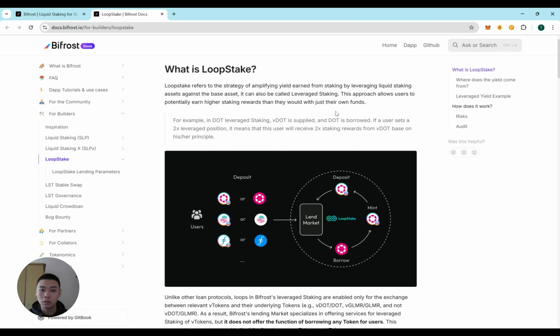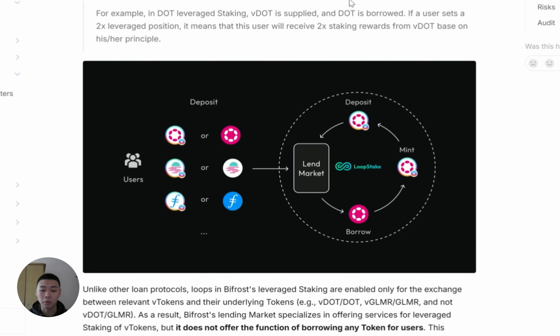Easily put, LoopStake is a tool that uses a lending market to amplify your principal and increase your staking rewards multiple times. Let's say you have one vDOT as the principal. The lending market and the LoopStake system will help you borrow more DOT and then stake it to vDOT. So you are expanding your vDOT position with only one vDOT as the principal. It means you are leveraging your position and amplifying your staking rewards by the leverage multiple.